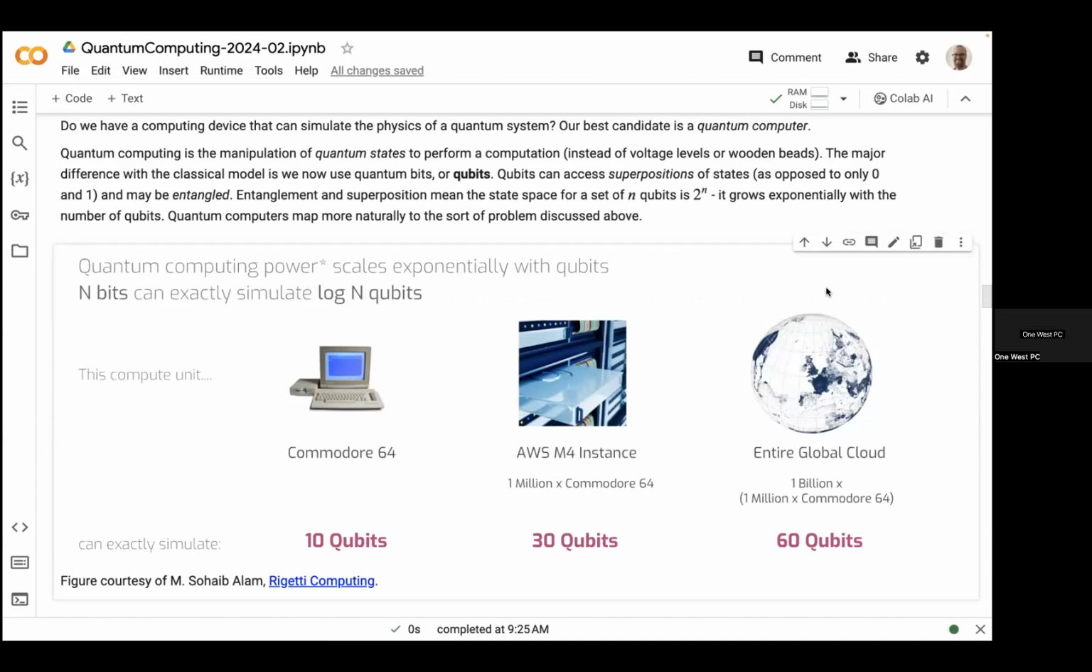And I've already mentioned that there's exponential scaling in terms of computational difficulty for simulating qubits, as this 2 to the n problem. So if you want to simulate 10 qubits, you could do that on a Commodore 64, which of course is way before any of your time. So that's maybe a bad reference. But if you want to do 30 qubits, then a beefy AWS instance can do that. The entire global computing cloud, if all networks together, can do about 60 qubits, right?